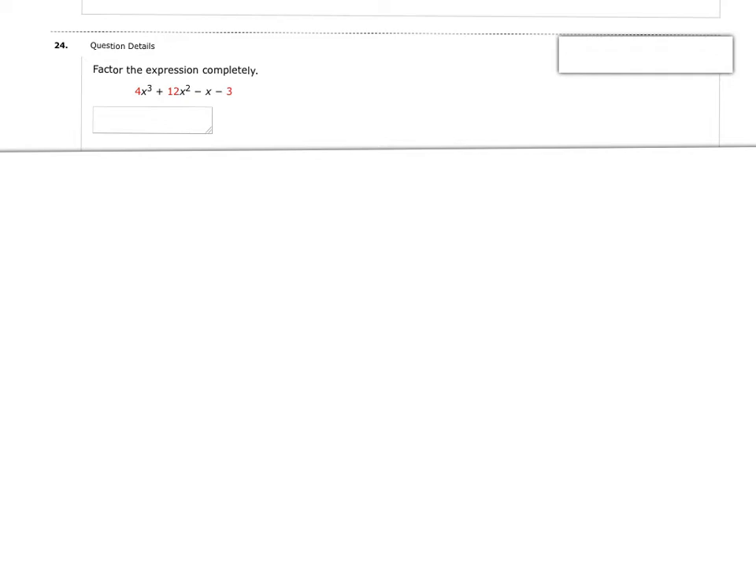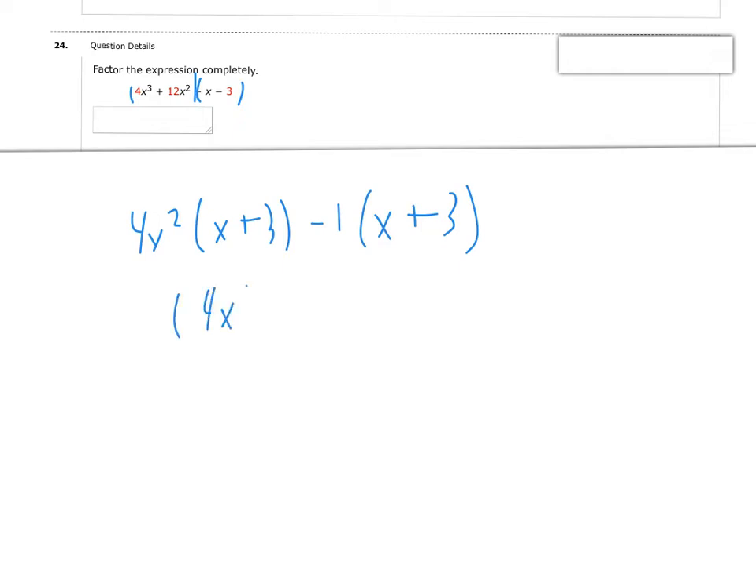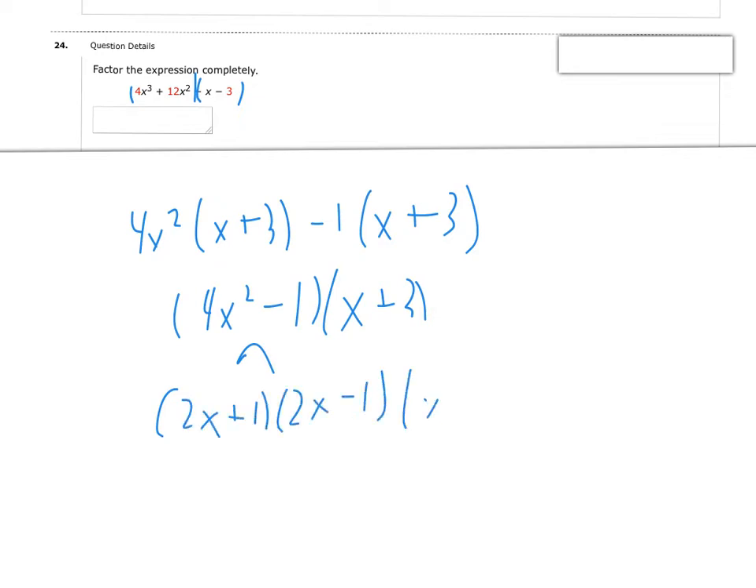All right, here we're just going to jump into our factor by grouping. So I'm going to group these two together, and I'm going to group those two together. And so the first group looks like I can take out 4x squared, which leaves me with x plus 3. The second group, I have to take out something, so I'm going to take out a negative 1, which would switch this to x plus 3, so it matches up. So now I can write this as 4x squared minus 1 times x plus 3. And I could break this one down further as 2x plus 1, 2x minus 1, and x plus 3.